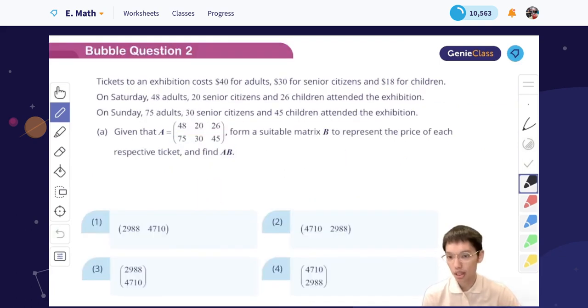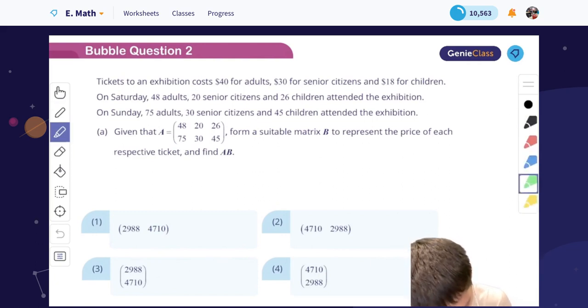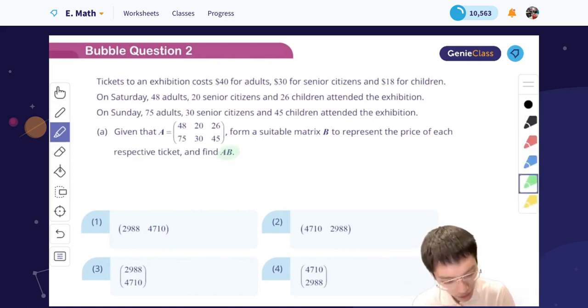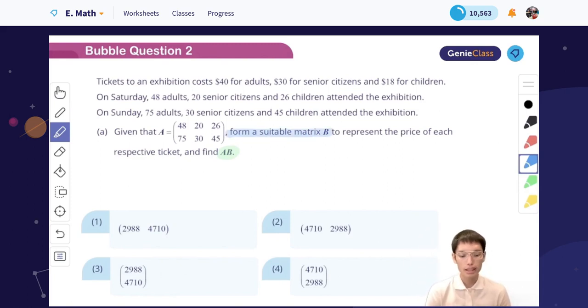Next up, bubble question. Let's see whether you understand. What we want is to form a suitable matrix. Now, this one, they never tell you whether it's column or row. You actually have to form it, and then we see how we can simplify the price of each of the matrix, and then find AB. Take note, I want to find AB. Ultimately, I am finding AB over here. So the hardest part is to form a suitable matrix first, and then I find AB.